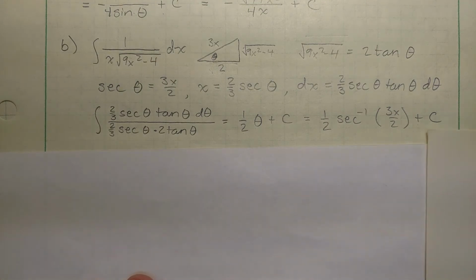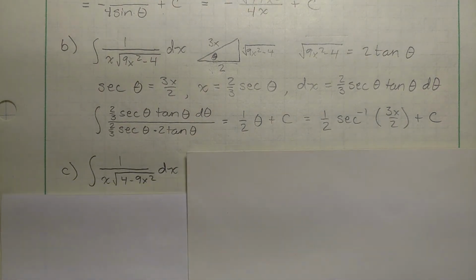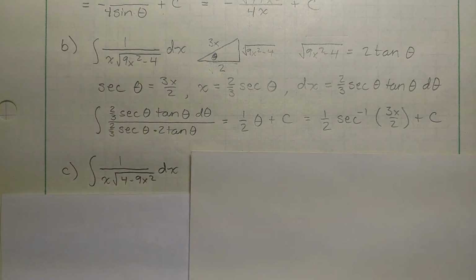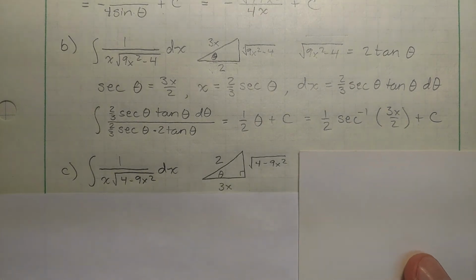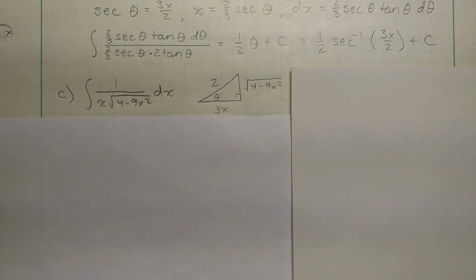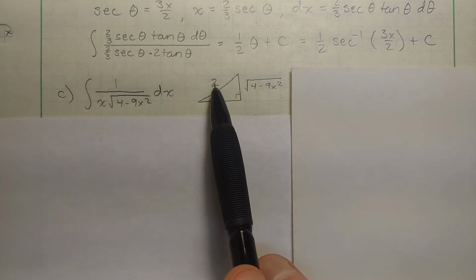All right. Now let's look at one that we definitely cannot do that way, because we've flipped the order of these here, and this is not the form of the inverse secant. So we are going to have to go ahead and use trig substitution. So let's set up our triangle. So here's our triangle. Notice it's 4 minus this, so 2 has to be our hypotenuse.